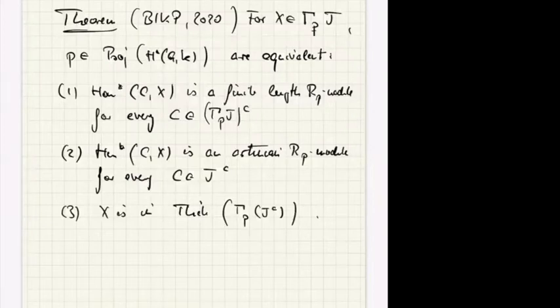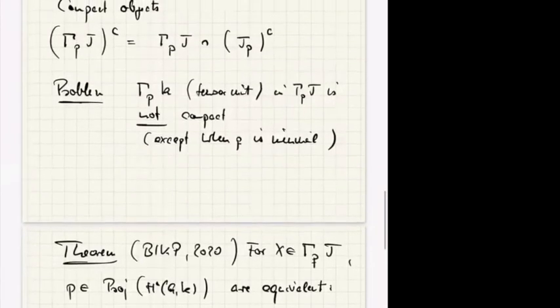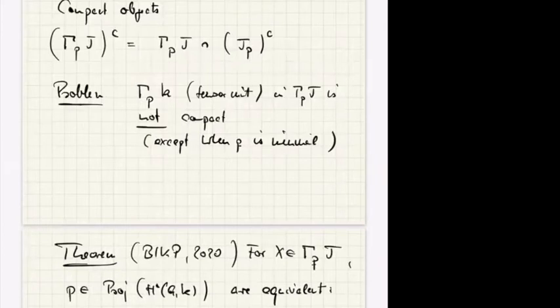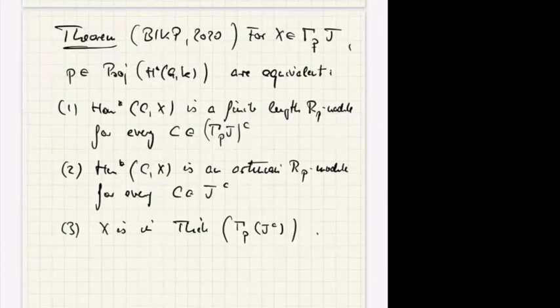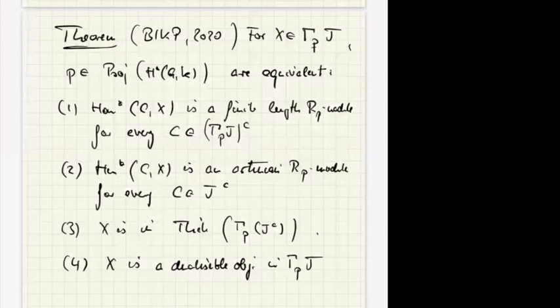Yeah? So remember, we had this problem. Here we were looking at the tensor unit, and the tensor unit is not compact, but it's certainly dualizable. So for instance, here we have the tensor unit, we apply the local cohomology functor, and this is then dualizable, and we take basically everything which is generated from that. And the last condition, as I said, is that X is a dualizable object in this p-local p-torsion category.